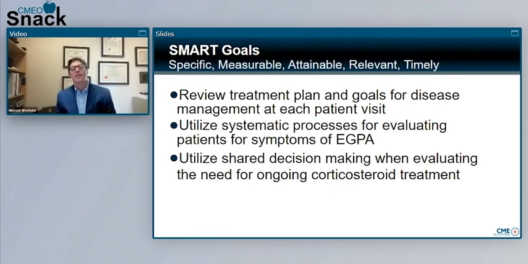Let's review our SMART goals for this activity. We wanted to really review treatment plans and goals for disease management at each patient visit. We want to utilize systematic processes for evaluating patients for symptoms of EGPA. And importantly, we want to utilize shared decision-making when evaluating the need for ongoing corticosteroid treatment for our patients.